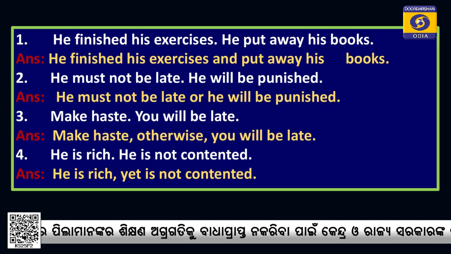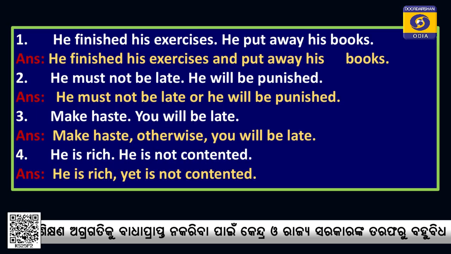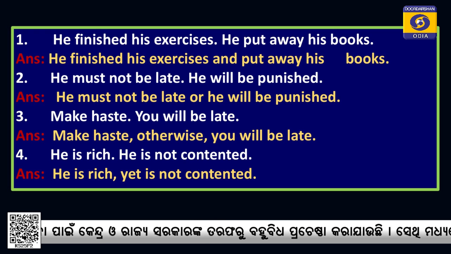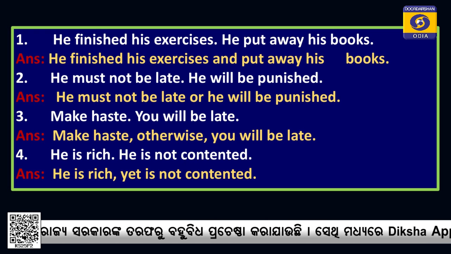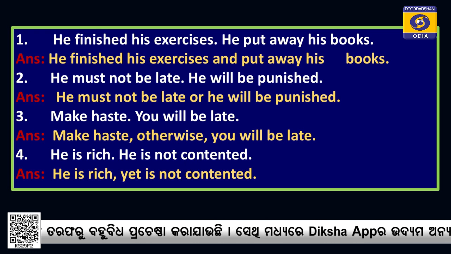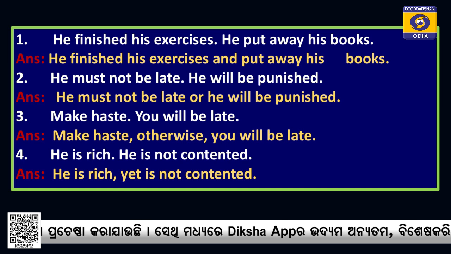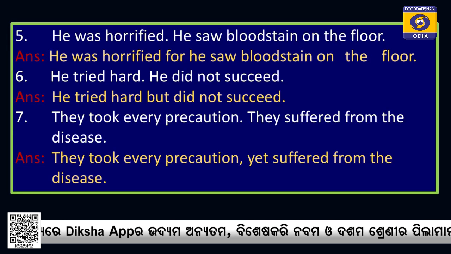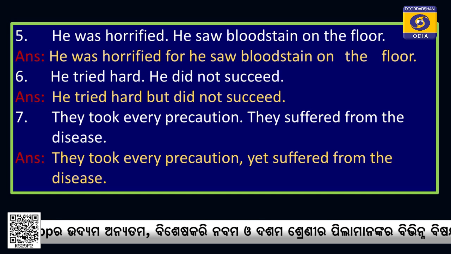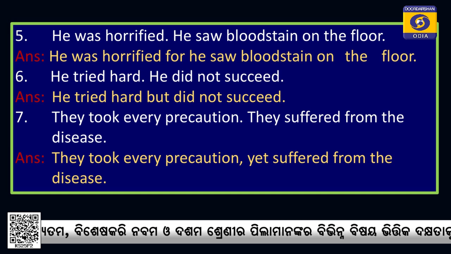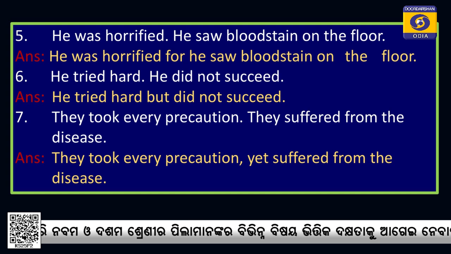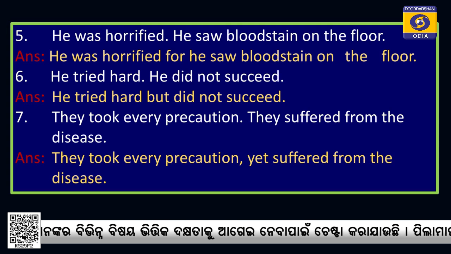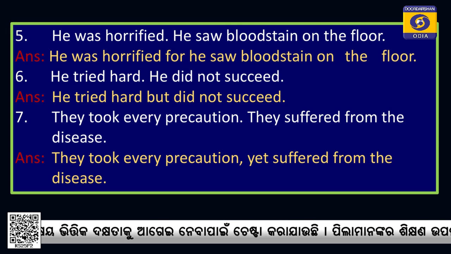He is rich, he is not contented, the next sentence. He is rich, yet he is not contented. He is rich, yet he is not contented, right. He was horrified, for he saw blood stain on the floor. Here this for, this coordinator conjunction, means because. He was horrified as he saw, or for he saw blood stain on the floor.